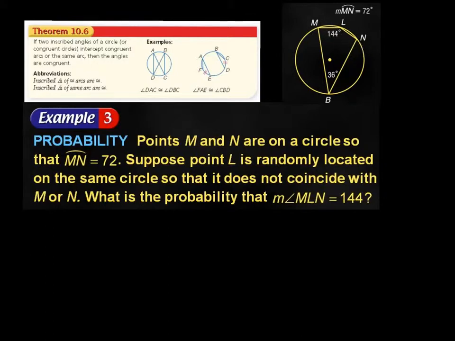MLN equals 144? Well, remember, probability is favorable outcomes over total. So the favorable outcome is that it's located in that arc. So that's 72 out of the total, which is 360. And then all we have to do is reduce that. 72 over 360 reduces to 1/5.